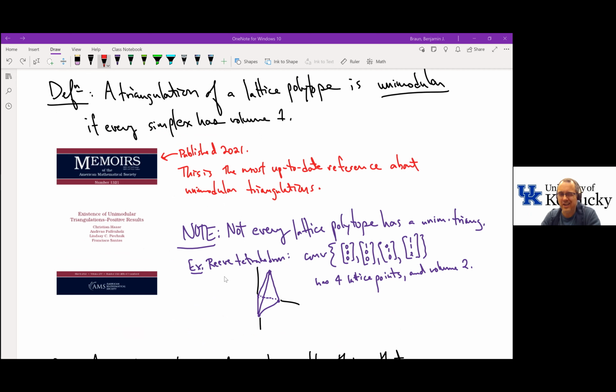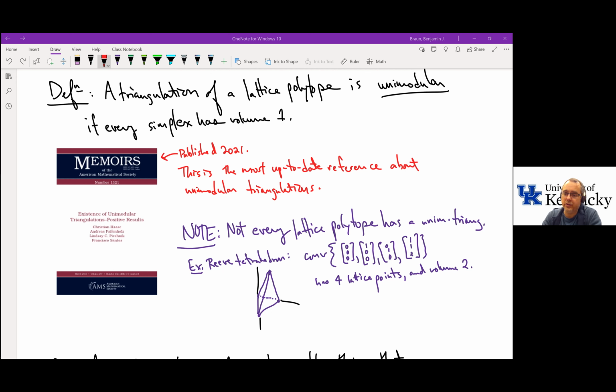And so the standard example of this is the Reeve tetrahedron. In R3, you take the convex hull of the origin, the first standard basis vector, the second standard basis vector, and the vector (1, 1, 2). So this has 4 lattice points. The only lattice points in this tetrahedron are the vertices. There's no others on the boundary or in the interior, and its volume is 2.